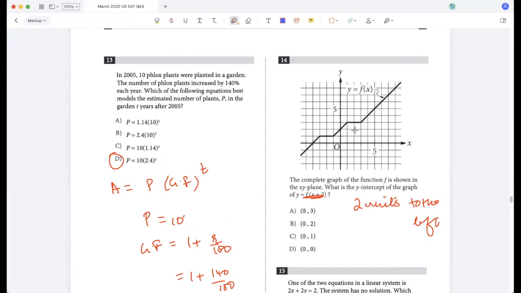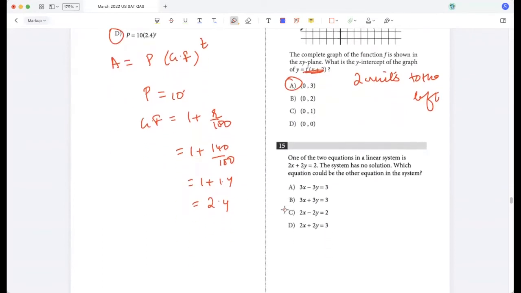So right now the y-intercept is 3. But if I shifted 2 units to the left, the y-intercept will become, right now it's 2. If I shifted 2 units to the left, the y-intercept will become 3. So A.